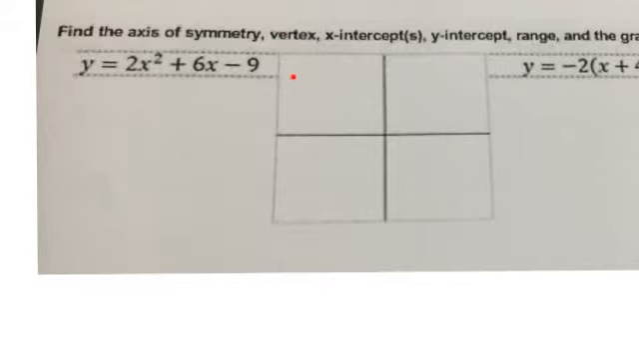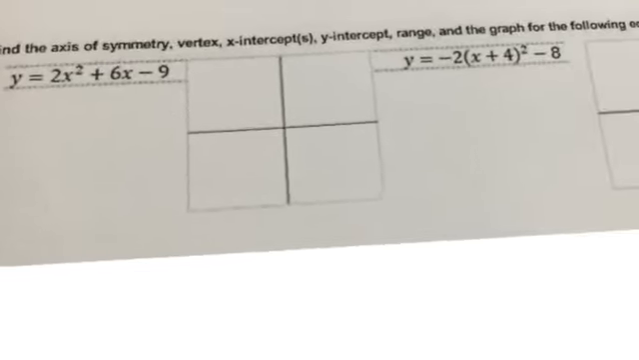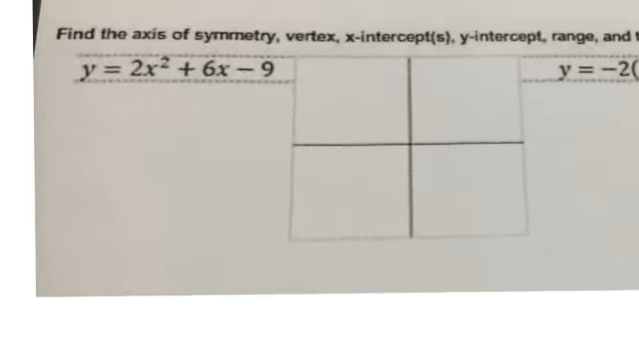Okay, so I'm given this equation, and I'm told to graph it. So it tells me some things that I'm going to be required to identify: the axis of symmetry, the vertex, x-intercepts, y-intercepts, range, and so forth. But I'm just going to identify all that stuff on my own as I'm getting ready to graph this parabola. So the first thing I notice is this is in standard form. So I want to first know, does my graph open up or down? Well, because the a value is positive, that means that the graph opens up. So that's the first thing I'm going to identify. I know this graph opens up.